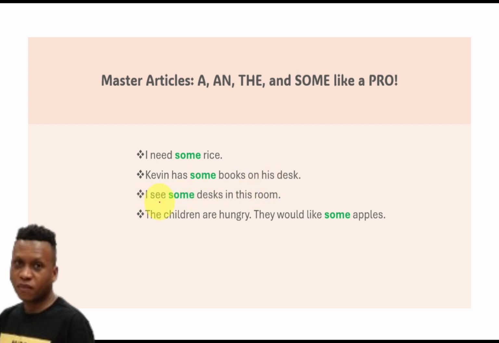Okay? I see some desks in this room. The children are hungry. They would like some apples. Again, I need some rice. Kevin has some books on his desk. I see some desks in this room. The children are hungry. They would like some apples. One more time. I need some rice. Kevin has some books on his desk. I see some desks in this room. The children are hungry. They would like some apples. Okay?